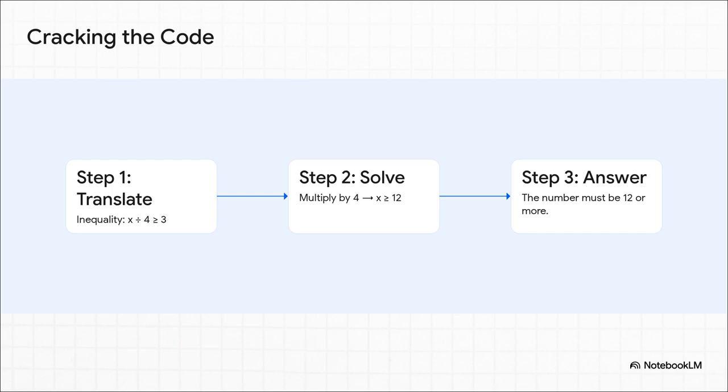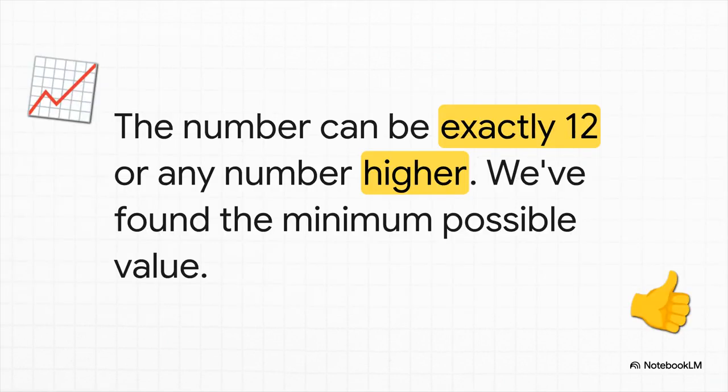Once we've got that translation down, the process is exactly the same. We translate the whole sentence, isolate our variable, and crack our final case. So there it is. Our number can be exactly 12, or it can be any number higher than 12. We've defined the absolute minimum possible value for our unknown.